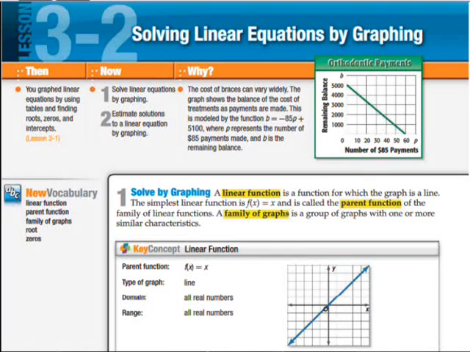Today we're going to take a look at 3-2, solving linear equations by graphing. So we've graphed equations, and now we're going to look at how to solve them using that graph, and we're going to estimate some solutions also by graphing. So some vocab that we need to be aware of.